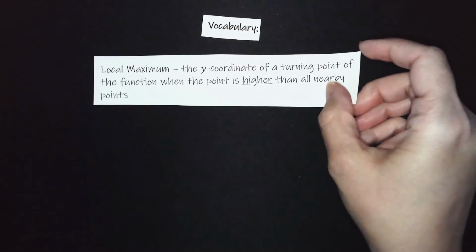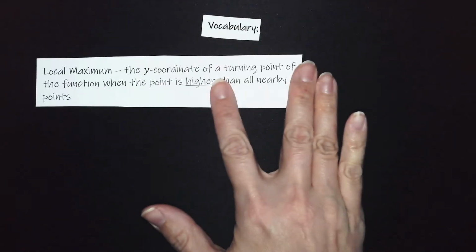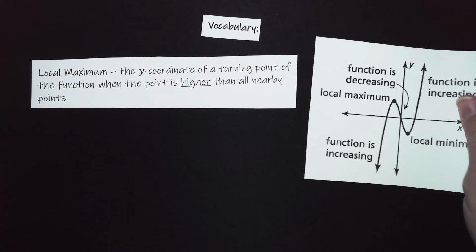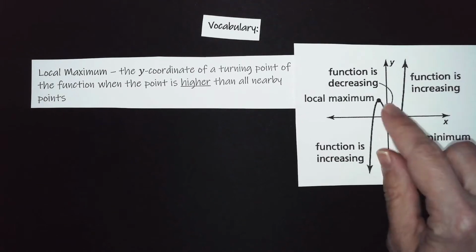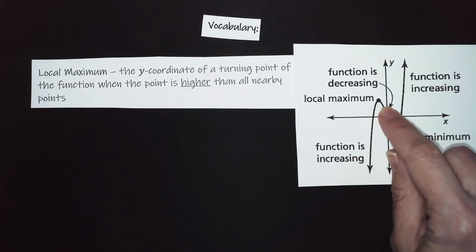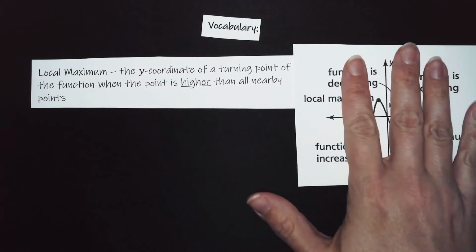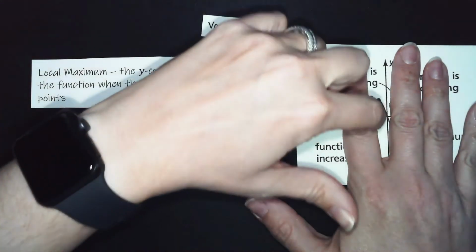A local maximum is the y-coordinate of a turning point of the function when the point is higher than all the nearby points. So if we look at this, a local max will be at the top. If I just look at these points in here and get rid of everything else, that is the highest point between all those other points.